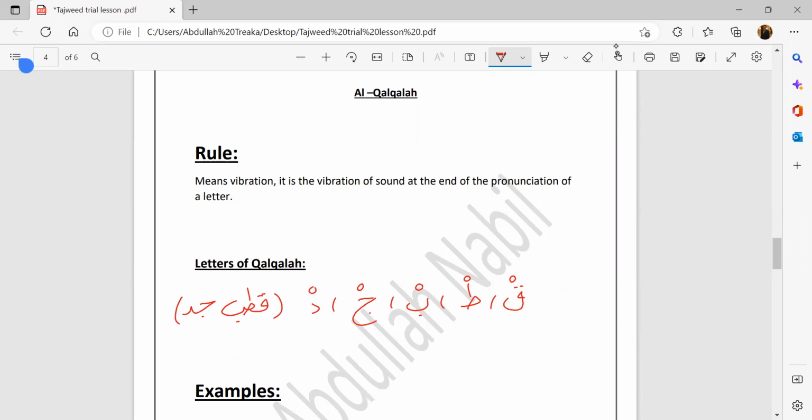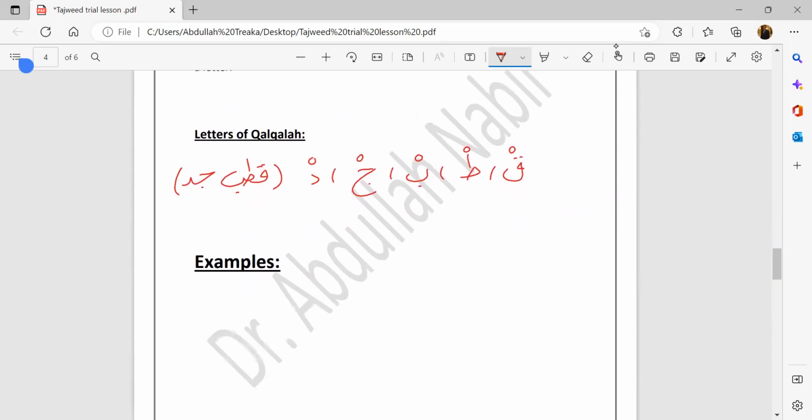Sukoon means no movement. For example, ألم نشرح لك صدرك, Surat Ash-Sharh. This is dal, one of the qalqala letters, and it has a sukoon on it. You will find the sign of sukoon like this. So we didn't say it with movement.